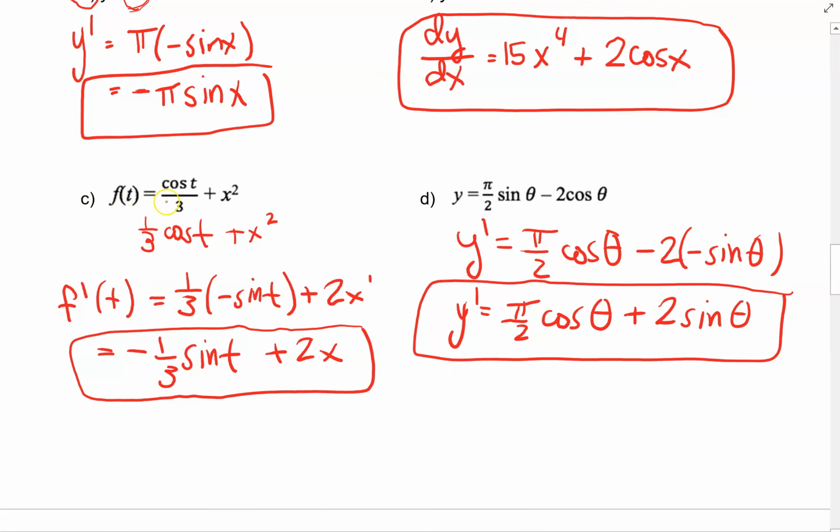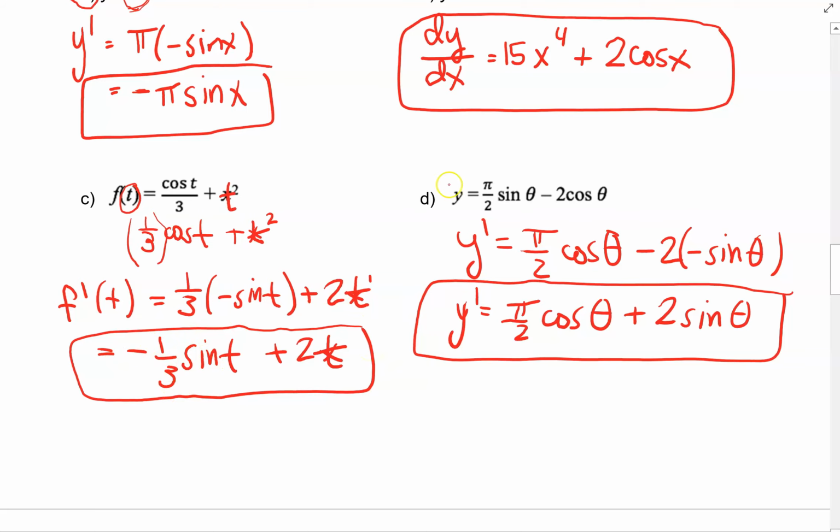For part C, I rewrote cosine t over 3 to just be 1/3 times cosine, so I could use the constant multiple rule. And so that was just 1/3 times the derivative of cosine, which is negative sine of t. Oh, I just noticed something. This should have been a t right here, because we're taking the derivative with respect to t. I think I just accidentally called that x. That should have been a t. Sorry. So it should be 1/3 cosine t plus t squared. And so that derivative would be 1/3 times negative sine t plus 2t. Or negative 1/3 sine of t plus 2t.